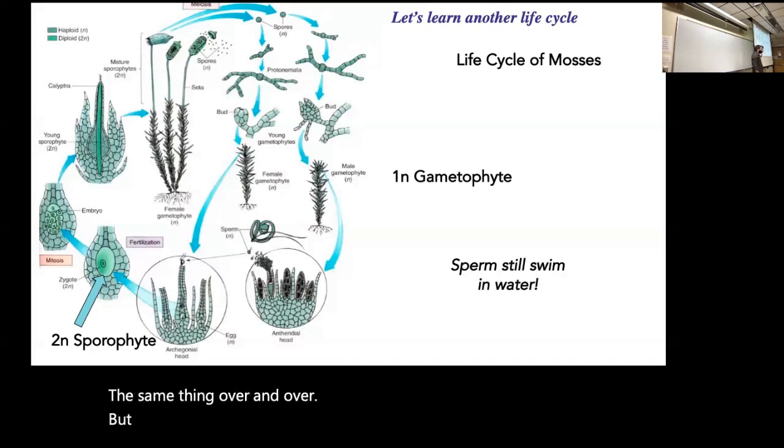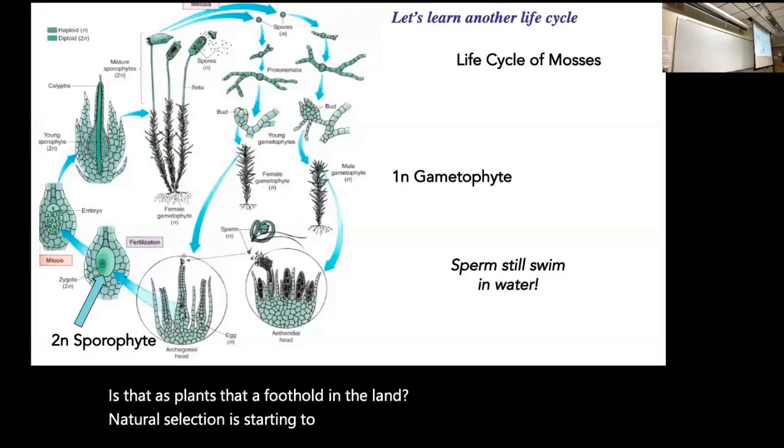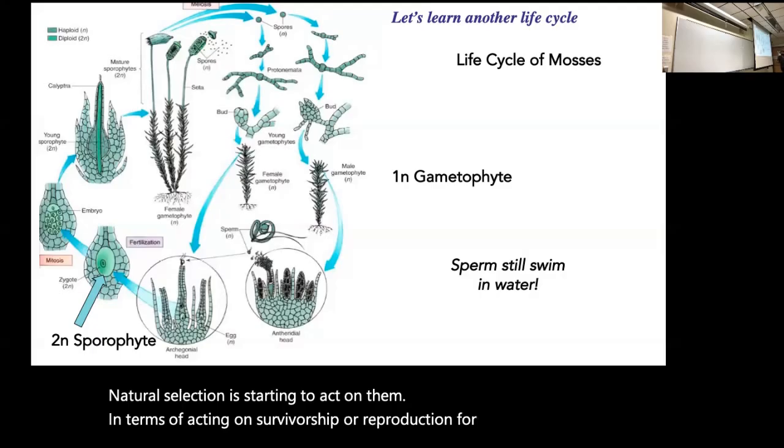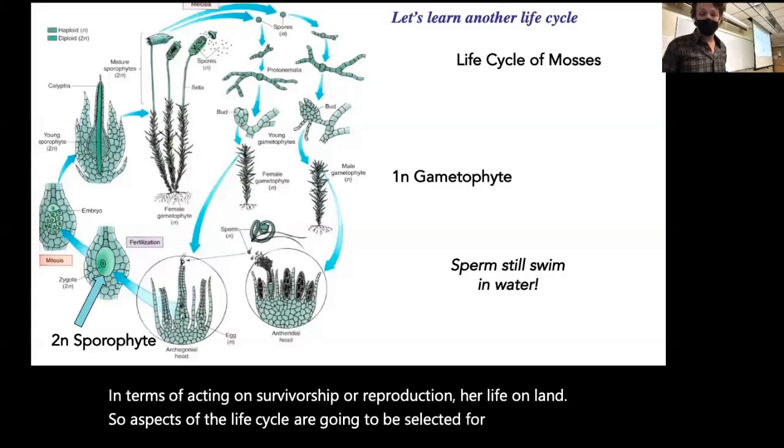But now what's happening is that as plants have a foothold in the land, natural selection is starting to act on them in terms of acting on survivorship and or reproduction for life on land. So aspects of the life cycle are going to be selected for on land.